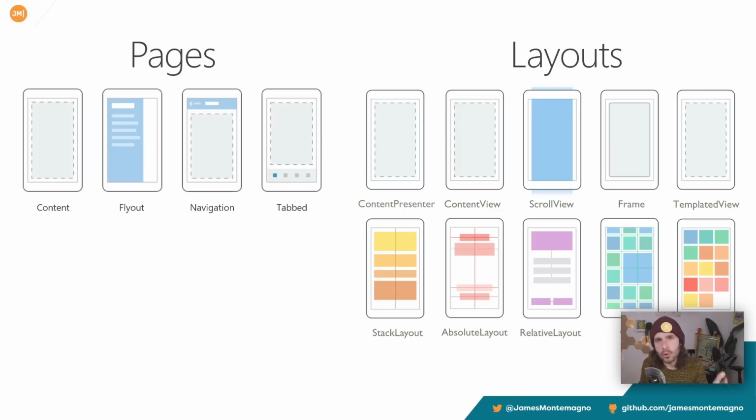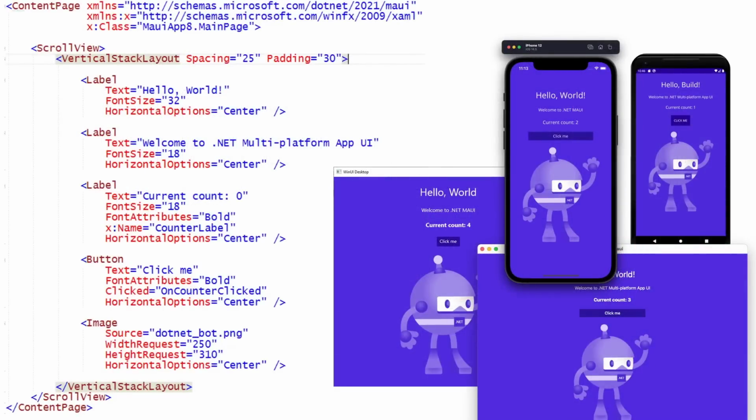So things such as scroll views and frames and stack layouts and absolute layouts and grids and flex layouts. These are all different built-in layout systems that have been optimized for different platforms that are built into .NET MAUI. So if there's really something that you want to do or want to lay out controls a specific way, .NET MAUI has you covered. So what exactly does this look like?